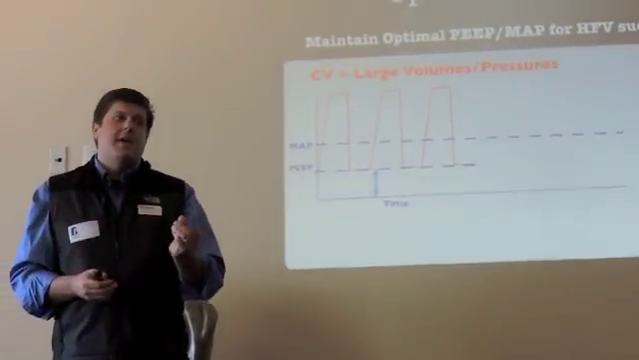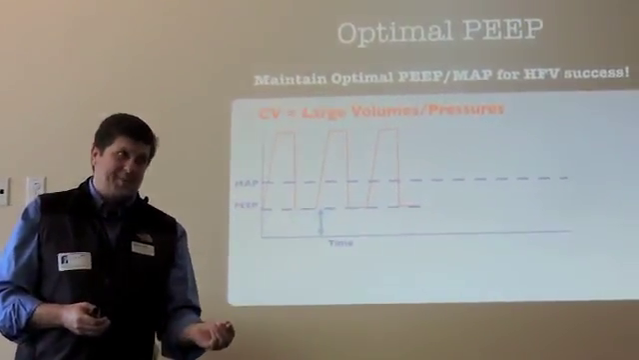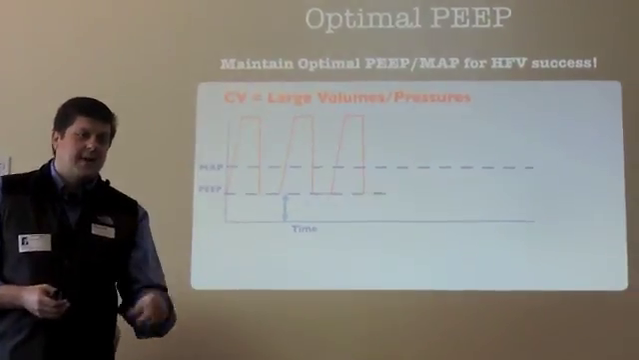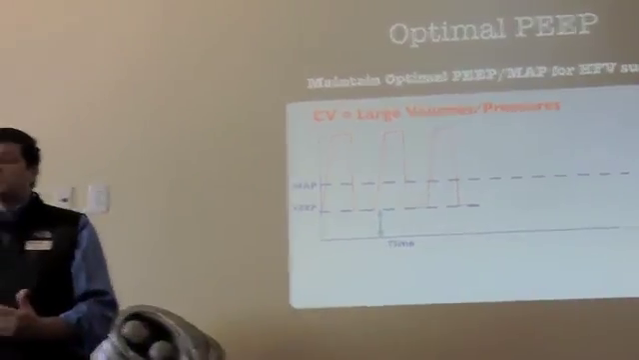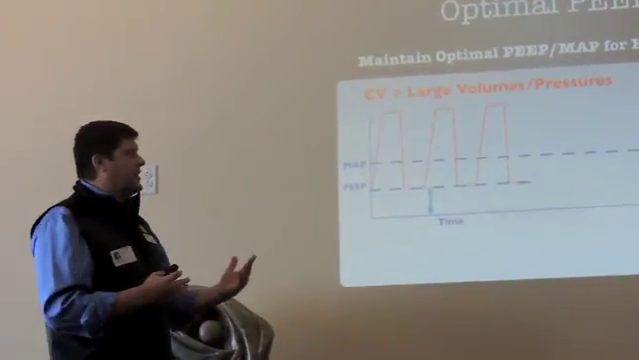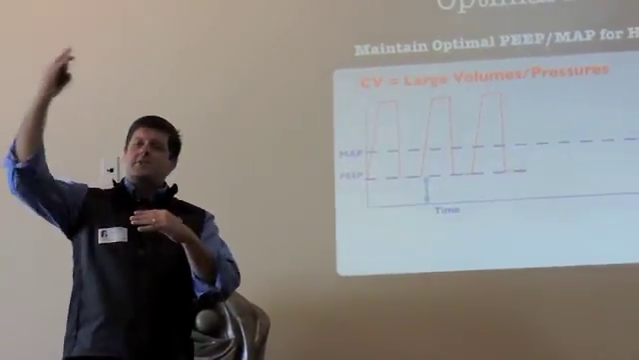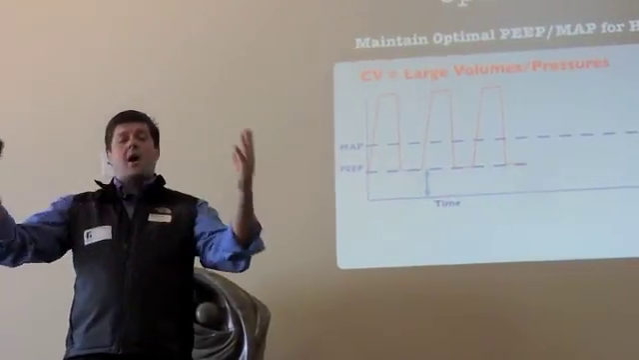The real question is how much mean airway pressure do you want to be on? That's the bigger picture. See, mean airway pressure is different in all machines. How you get mean airway pressure is different in all machines. So here we are with a conventional ventilator. We're giving a large volume, a large pressure, a long I time.